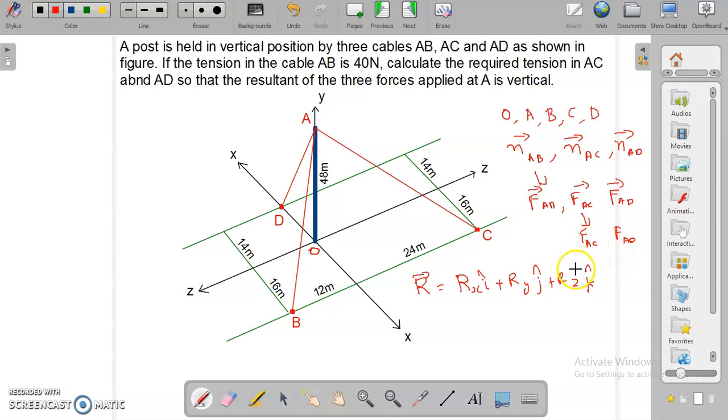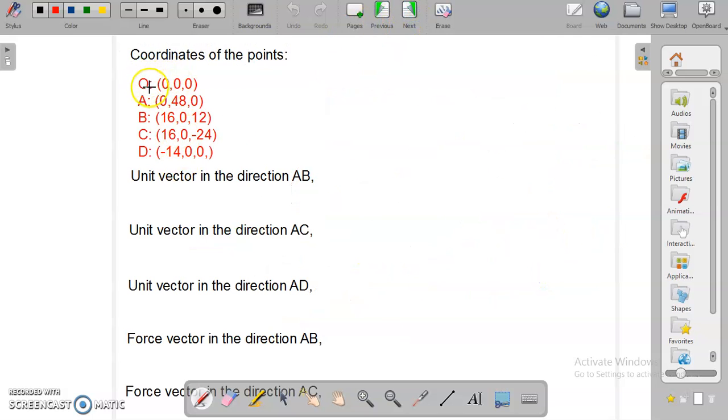So in order to find that, we know that the resultant of the three forces at A is vertical, that is it is acting along the y-axis, perfectly in the y-axis. That means Rx and Rz are 0. So by equating the terms of Rx and Rz to 0, you will get the unknown values. Okay, so we will find how we can solve that. So here are the coordinates.